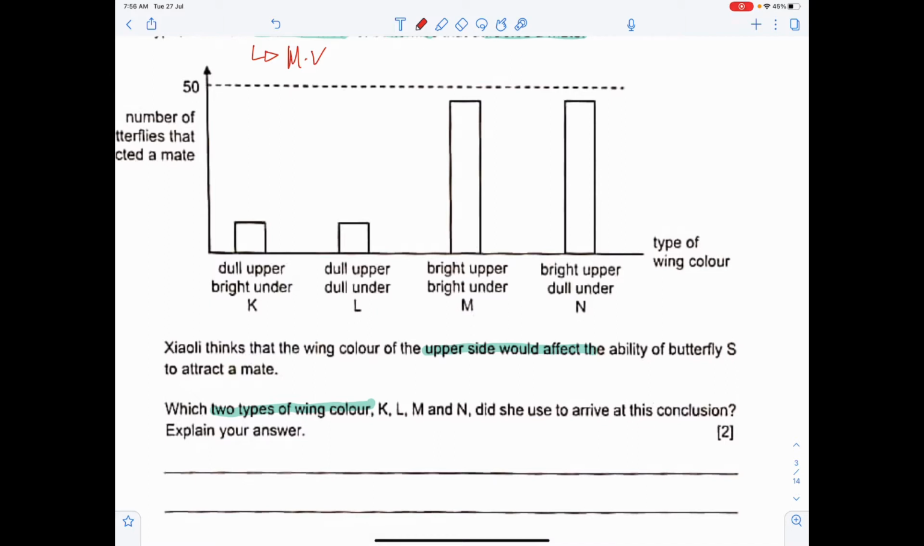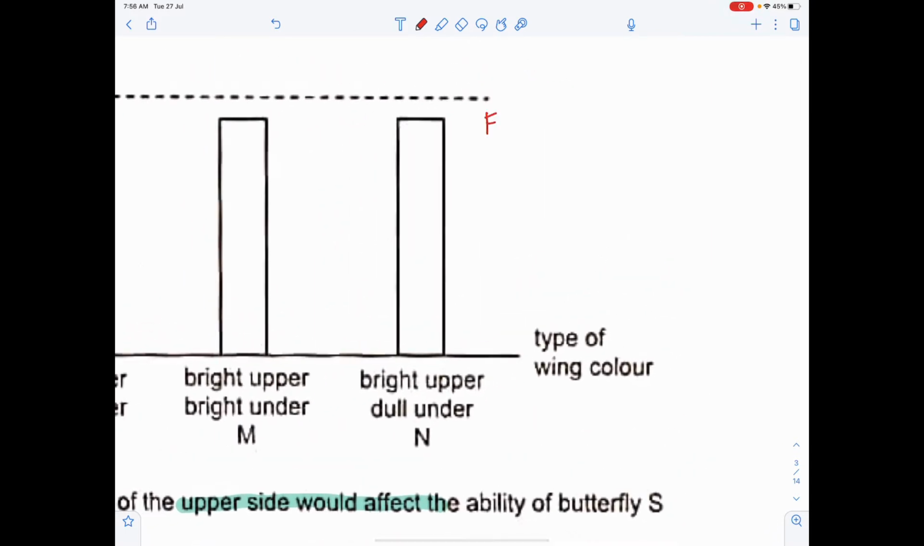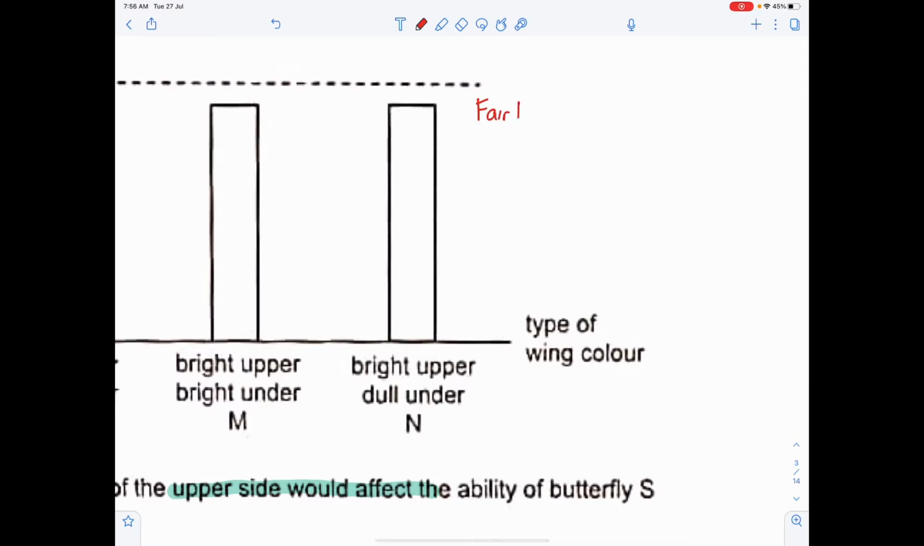Most students cannot differentiate between these three types of questions. They are namely your fair test, reliability, and accuracy. These three, what are they asking for? In fair test, we are concerned with the change variable, or rather having only one change variable.